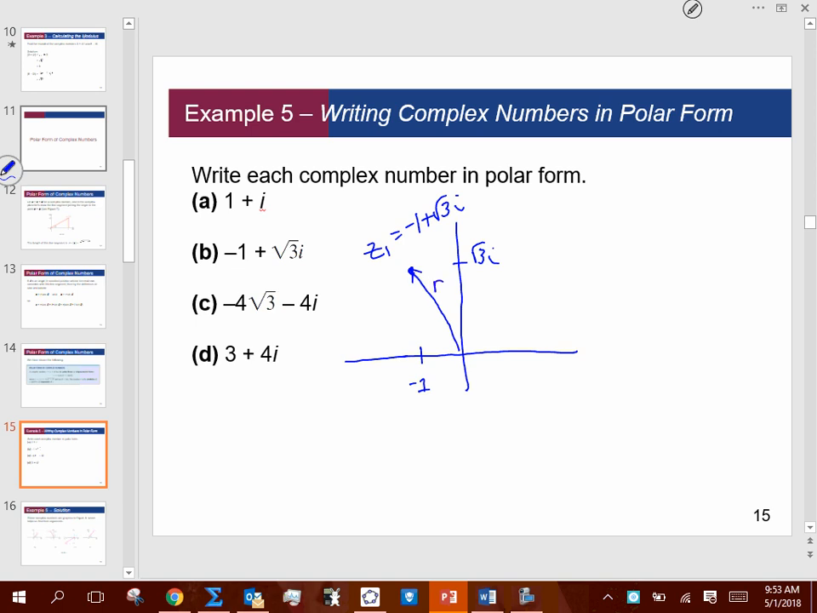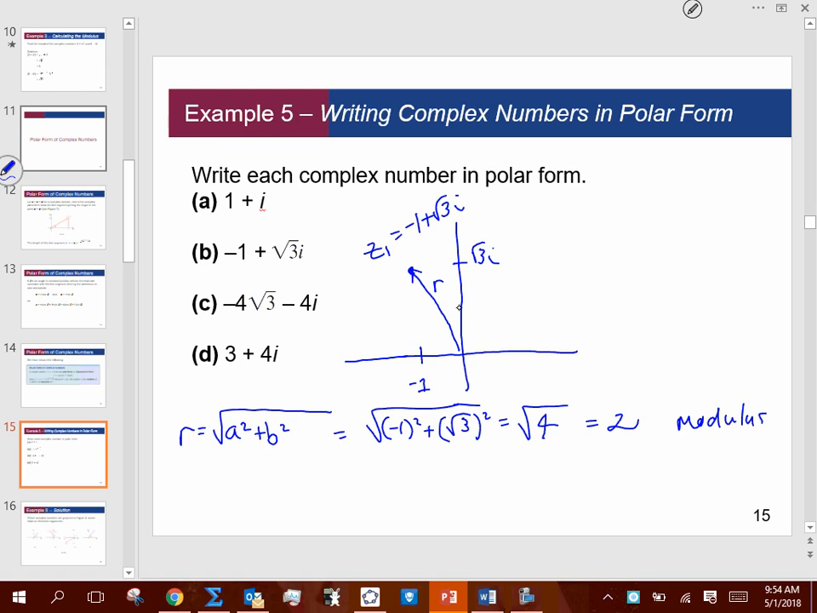Okay, so R is going to be found by taking your a squared plus b squared underneath the square root, right? So a is -1, b is root 3, and what's that turn out to give you? Yeah, root 4, which is 2. So that's your modulus.